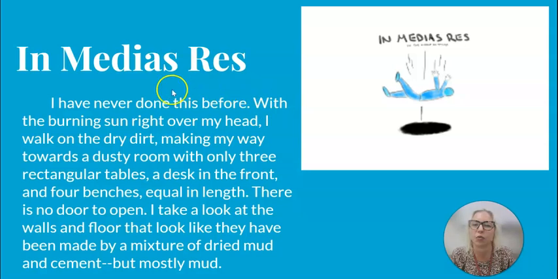This is an effective opening line in medias res. The narrator is in the middle of some kind of adventure, something that they haven't experienced in the past, and we start right there with them in the middle of things.